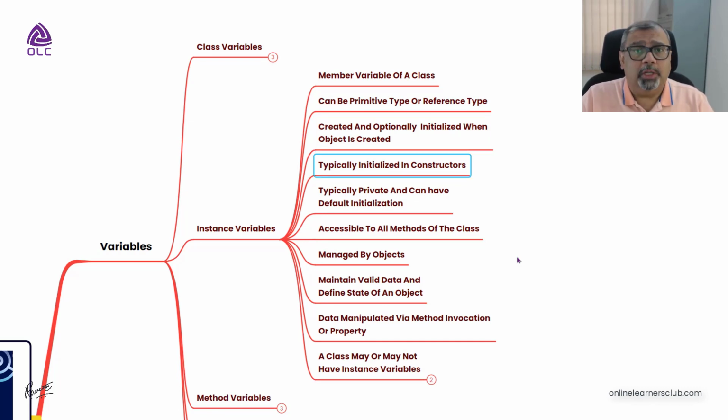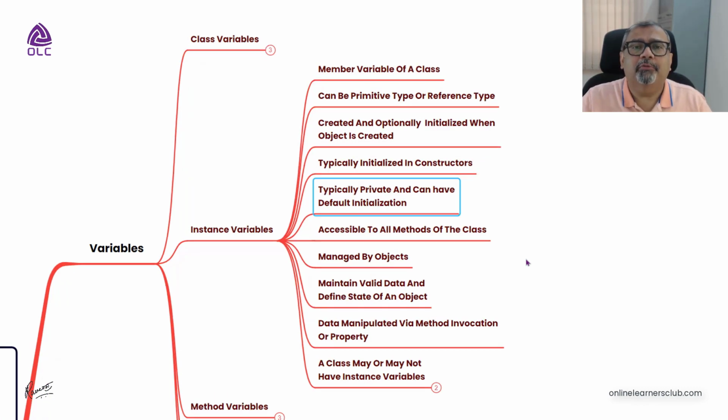And so typically initialized in constructors, and we have these variables which are typically private in nature, and they can have default initialization as well, wherein by default they can have a default value in the system. They can be accessed by all the methods of the class, and generally the values of these variables are managed by the objects itself. So they maintain the valid data for a given object, which is referred to as a state.